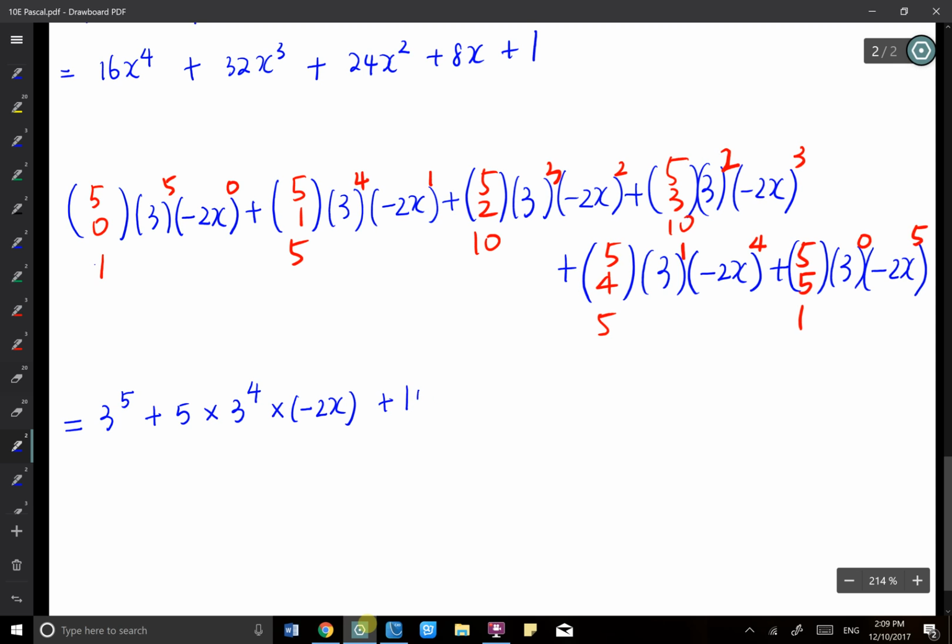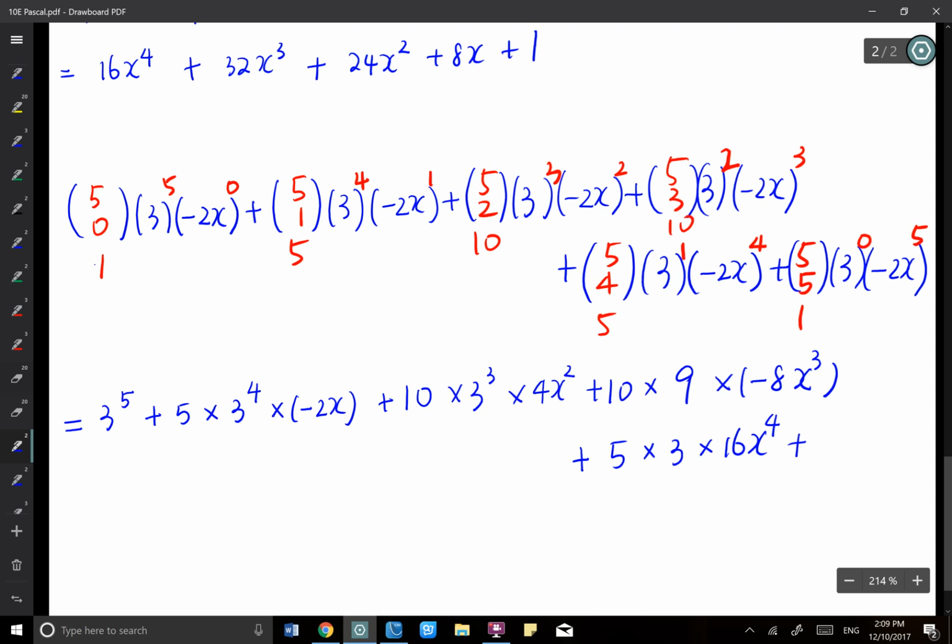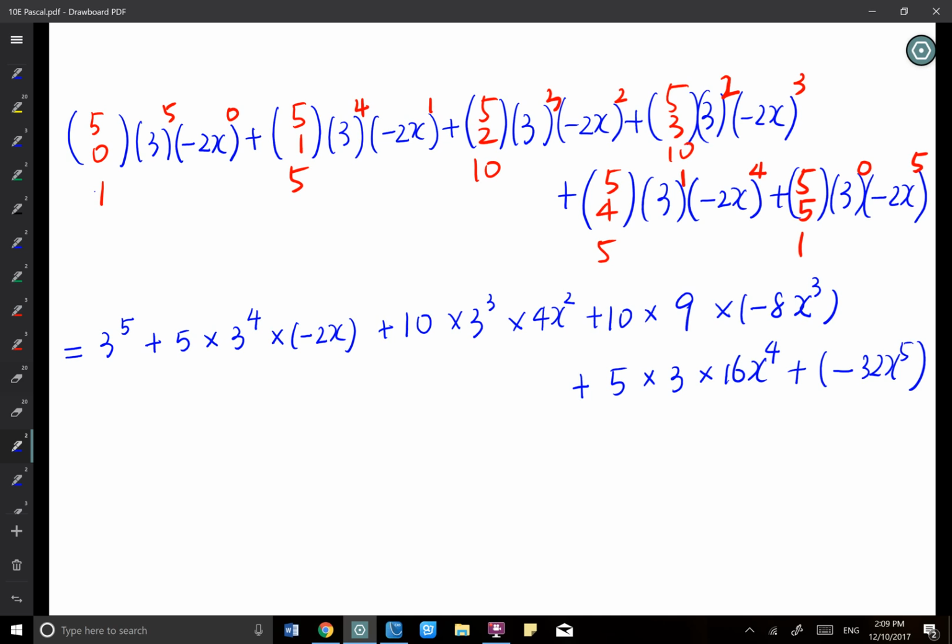The next one is plus 10 times 3 to the power of 3 times 4x squared. That's still a plus sign. Plus 10 times 3 squared, which is 9, times minus 8x cubed. Keep going, plus 5 times 3 times 16x to the power of 4. Plus 1 times 1 times negative 32x to the power of 5. 2 to the power 5 is 32, but it's a minus 32. You can evaluate from that.